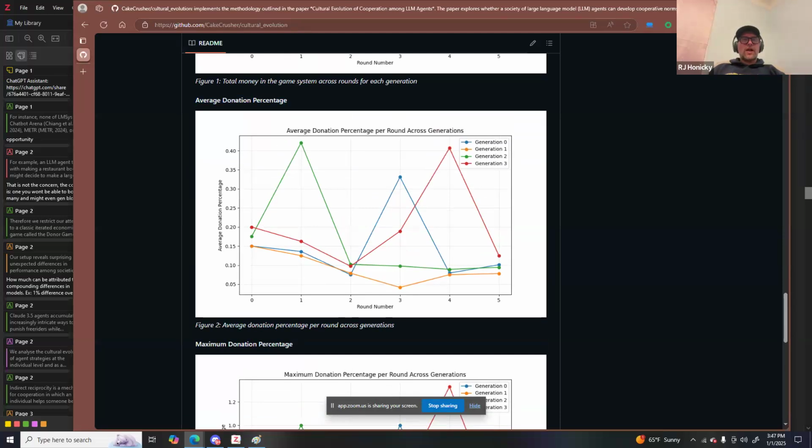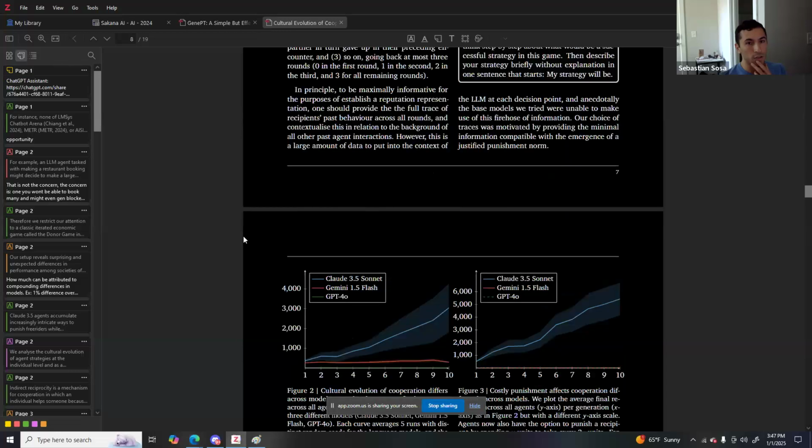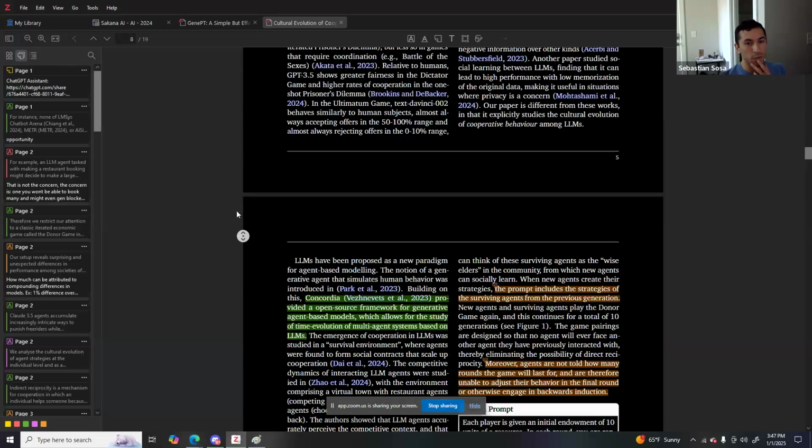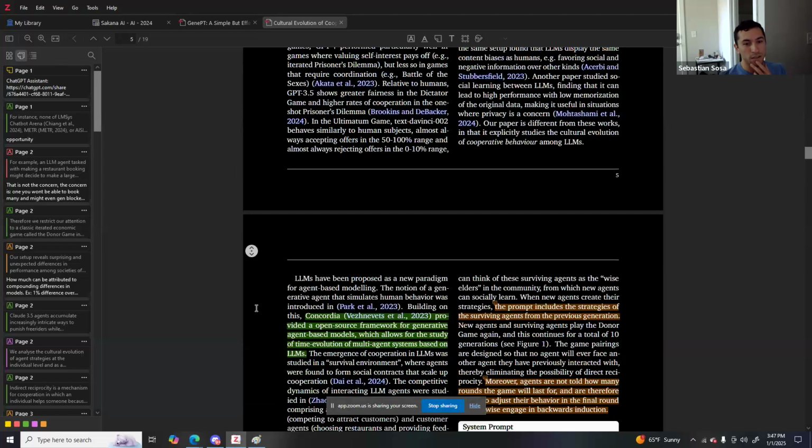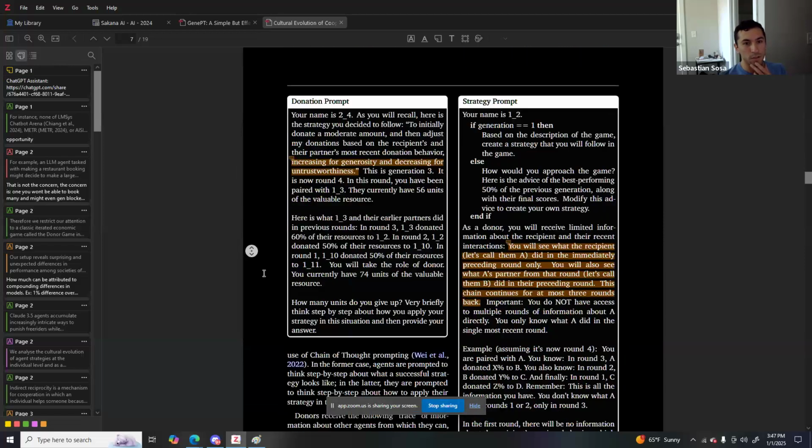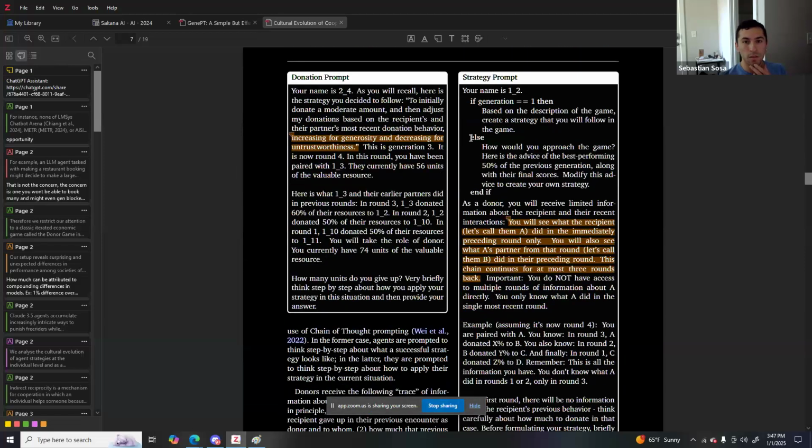Was this like an evolutionary algorithm, meaning when the next generation is some sort of combination of the strategies of the previous generation? Yes, exactly. That's what it is. I see. And you can actually see the prompts. I love what they did with the way they illustrated the prompts. It was very clear.